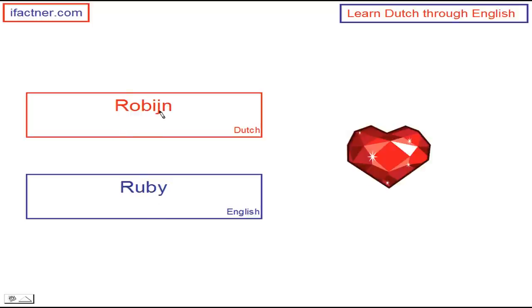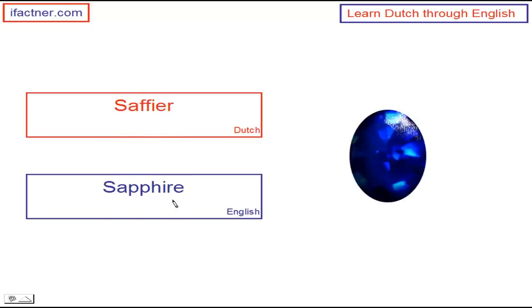Ruby is called robijn. Remember that I and J are pronounced as Y in Dutch. It's E and Y. R-O-B-I-J-N. Robijn. Sapphire is called saffier. S-A-F-F-I-E-R. Saffier.